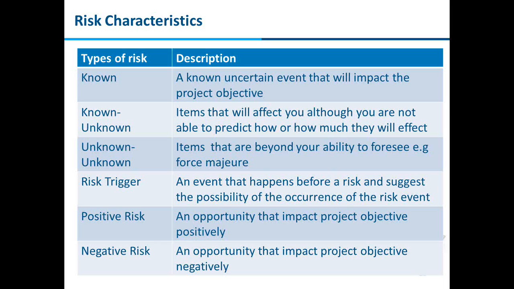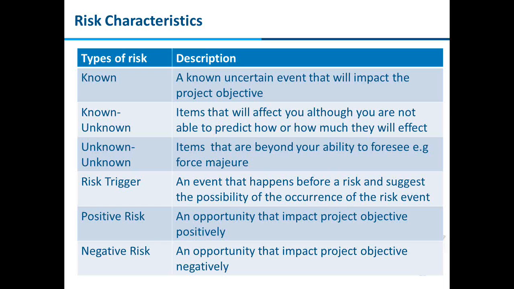Now coming back to the second part, known unknown. These are items that will affect you, although you are not able to predict how and how much they will affect. Just as I said about the resource not being available, but at what point of time, when, and how much it is going to impact you, you don't know. So this is known unknown. There are other risks, but I'm just using the same example. Unknown unknown: items that are beyond your ability to foresee, for example, force majeure.